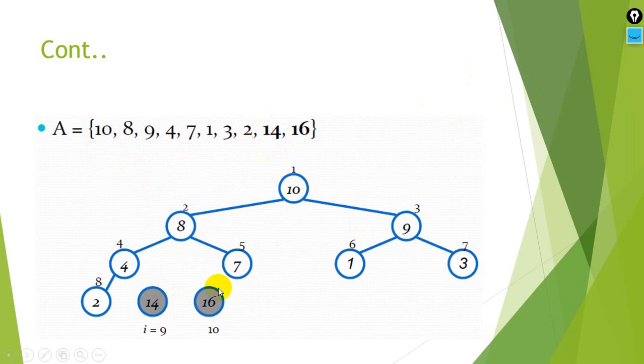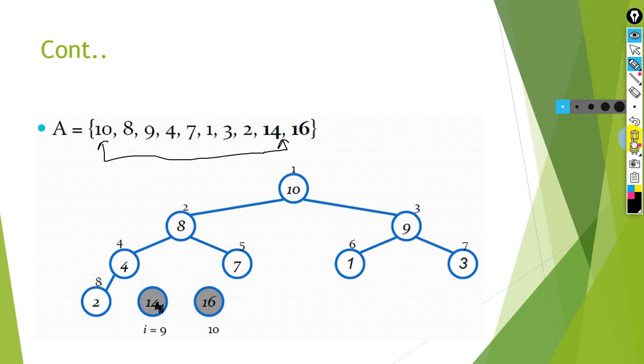So now 14 is here and 16 is here, and also we are discarding these nodes from the heap. So this is on position 9 and this is on position 10. So now again we should swap these two.